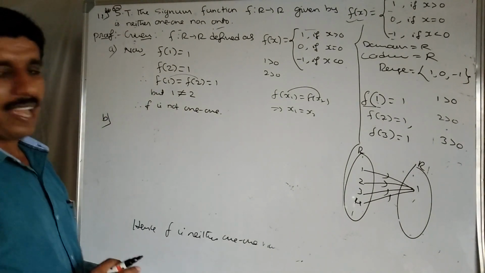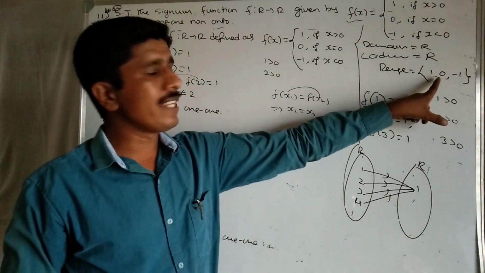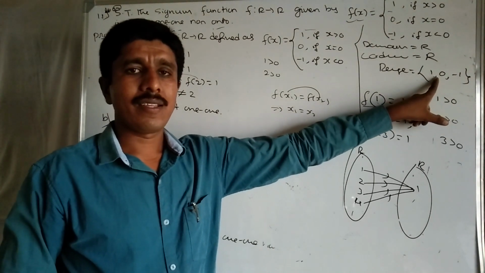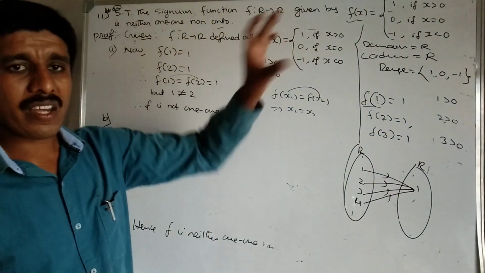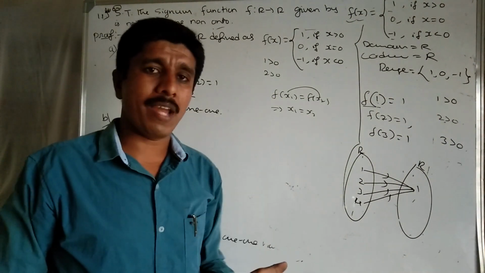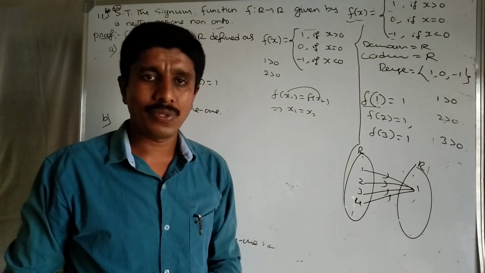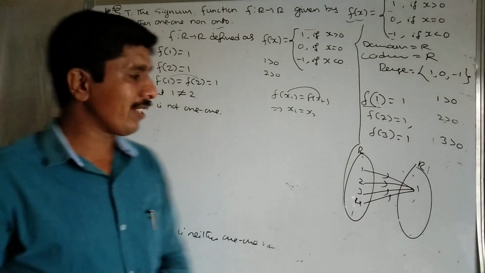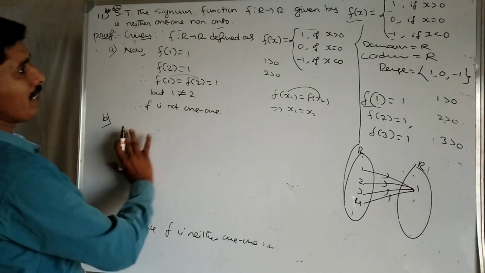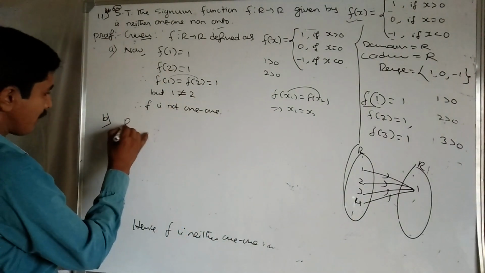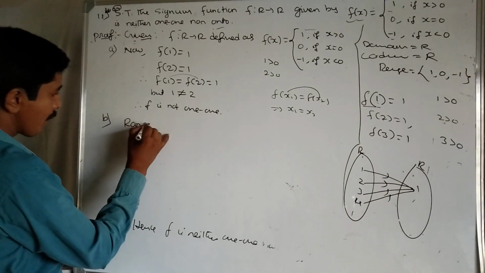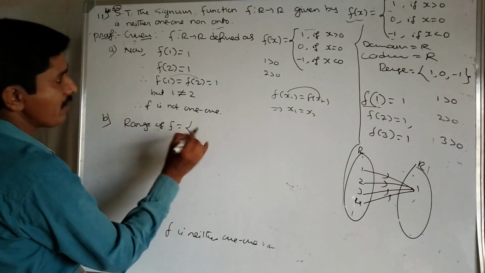Second, prove that it is not onto. Range contains only 3 elements here. Mind it, but here codomain is real numbers. Range of function equal to codomain means the function is onto. Not equal means not onto, like that. Here, first method: range of the function. Range of f contains only 3 elements.